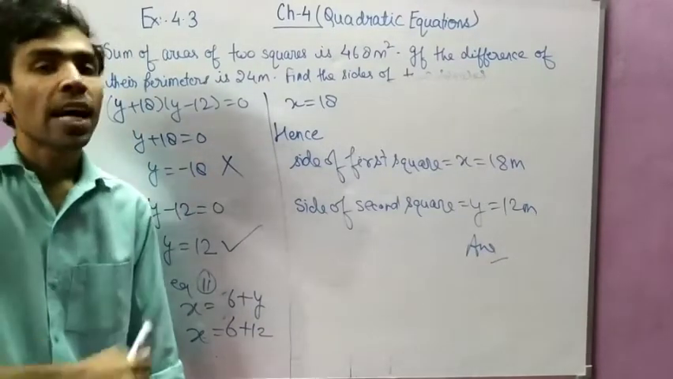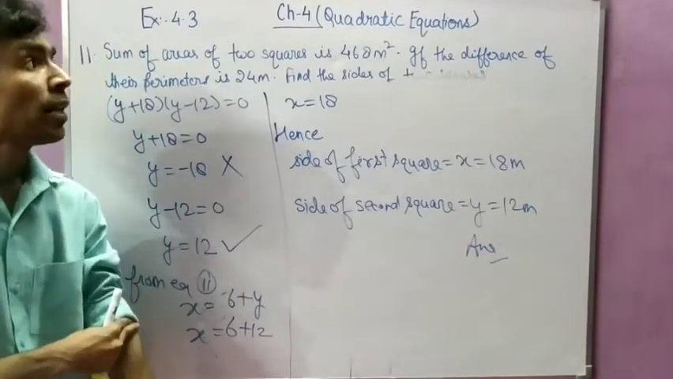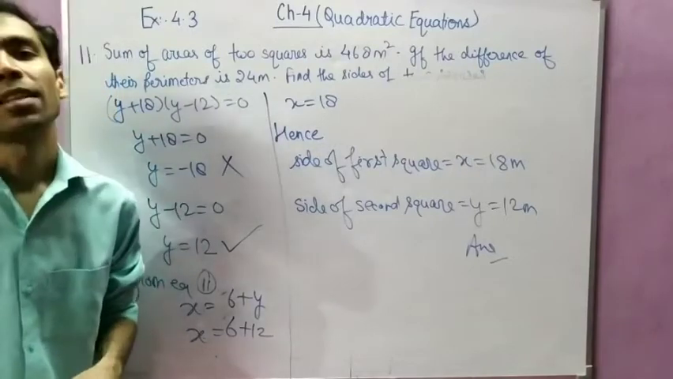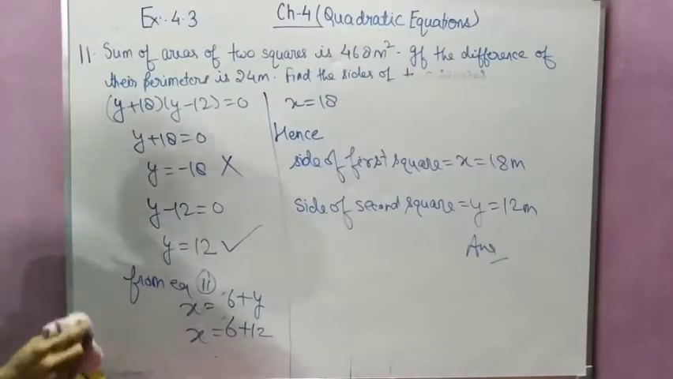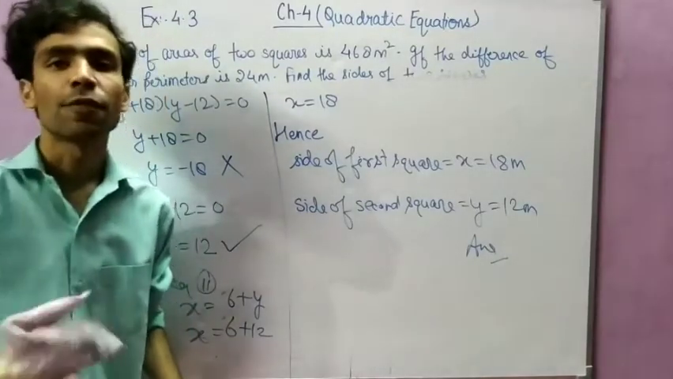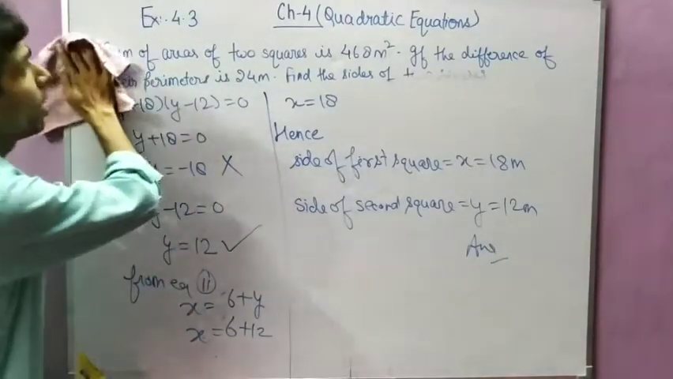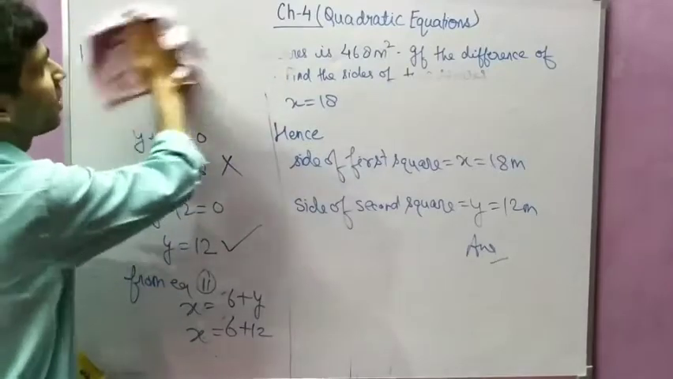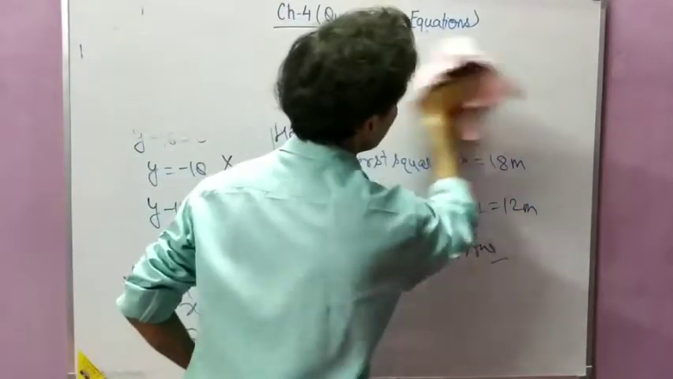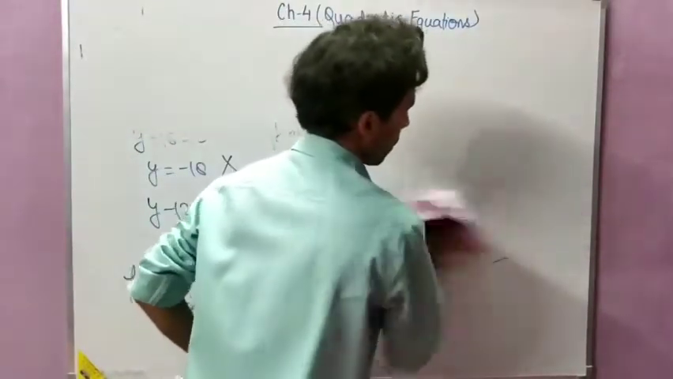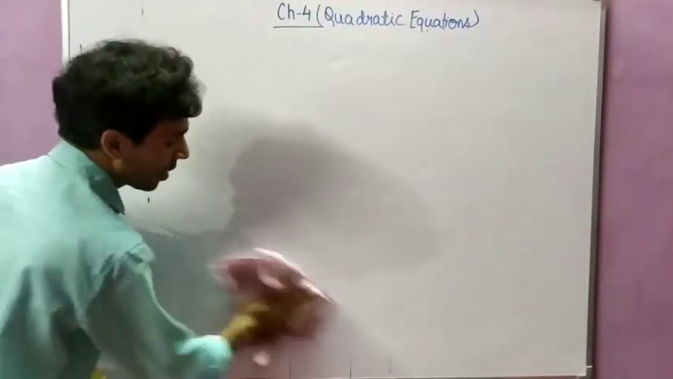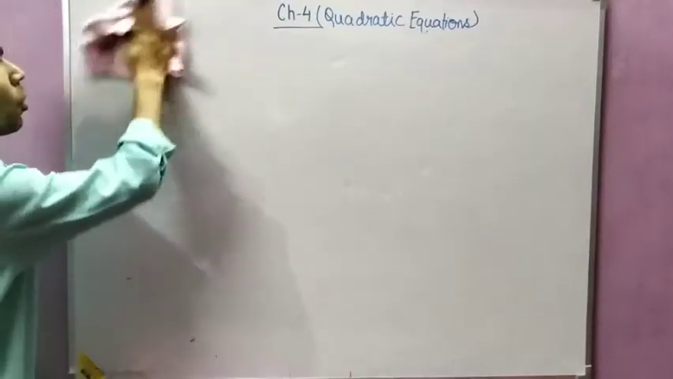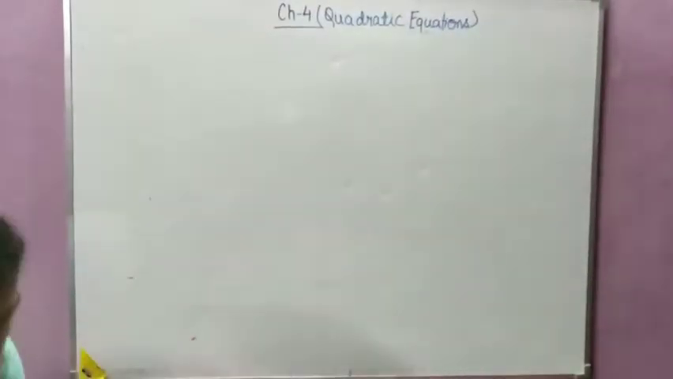Now the last part of the chapter we are going to start, that is nature of the roots, which we will discuss in the next exercise, that is 4.4, and that is also the last exercise of this chapter. So now students, write the new heading, which is nature of roots. How we can identify the nature of roots of quadratic equations.